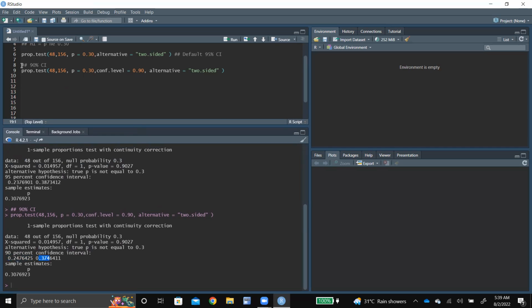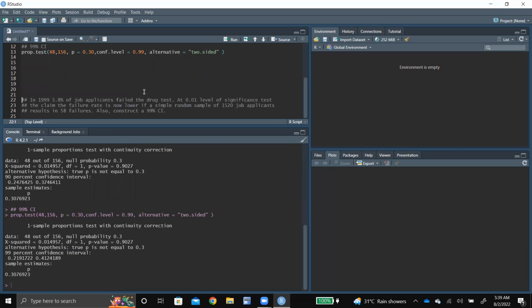Also, we can find a 95% confidence interval. If I copy all of them and I want to find a 99% confidence interval right now, I can change only this value of conf.level from 0.90 to 0.99, and if I hit enter, it gives the 99% confidence interval. So the last part says 99% confidence interval.